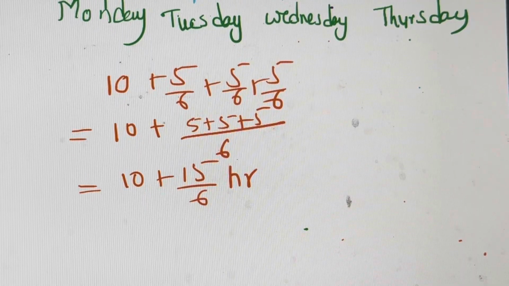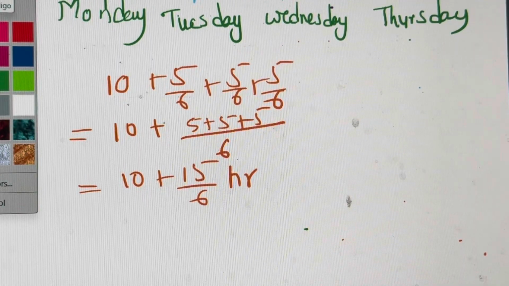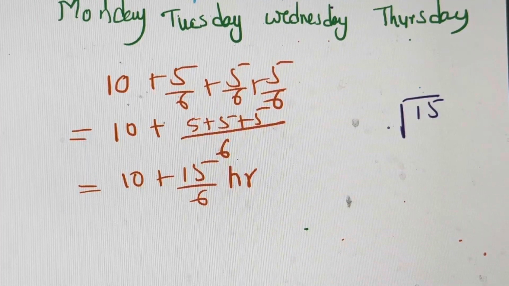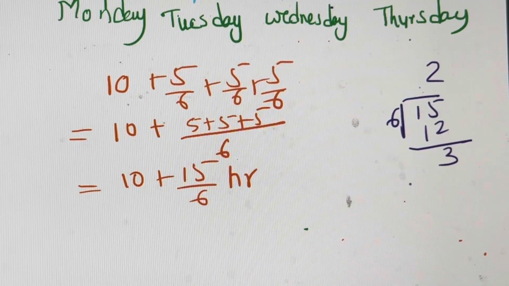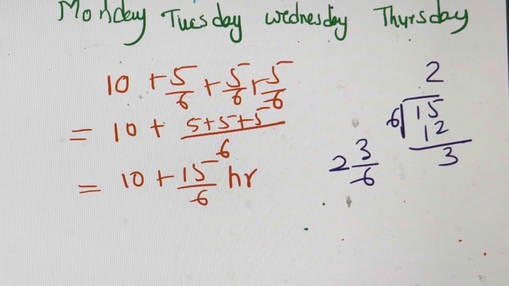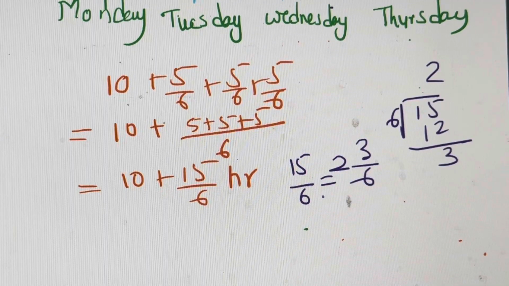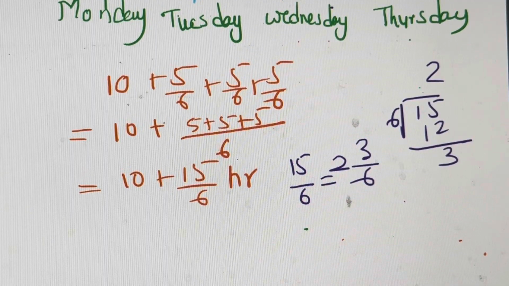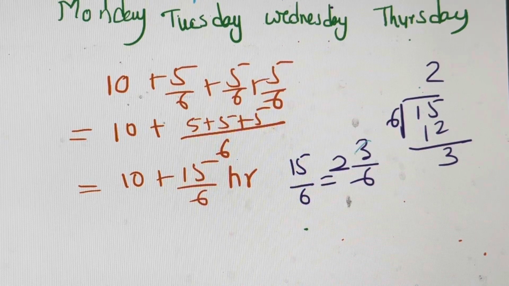Now 15 upon 6 is an improper fraction, so we convert it into a mixed fraction. So what do we do? We divide 15 by 6. 6 twos are 12 and 3 is the remainder. So what do you get? This is 2 whole 3 upon 6. Right? 15 upon 6 is equal to 2 whole 3 upon 6. Now 3 upon 6 can be reduced, 1s are and 2s are. So this is 2.5 hours, right?